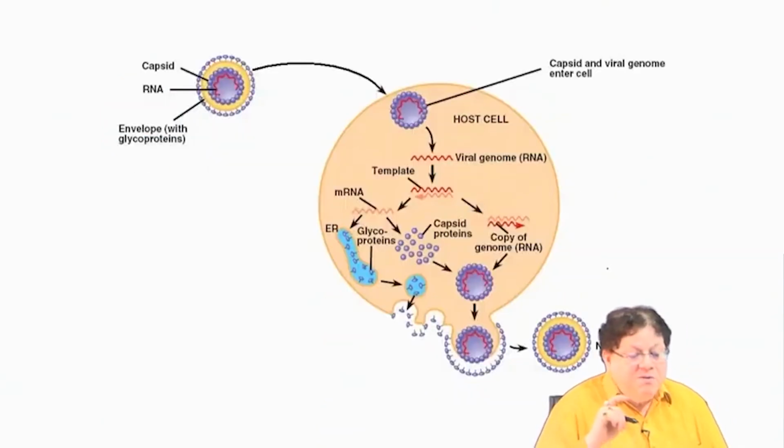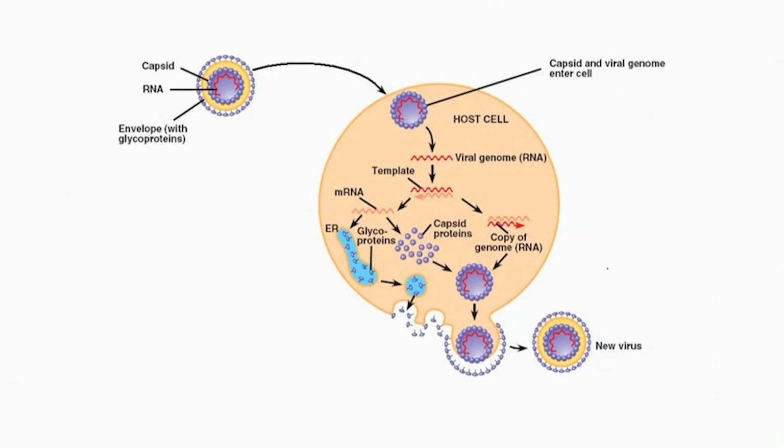Then you have the RNA virus. Again, this is the envelope, this is the capsid, and the genetic material is now RNA. So, it is recognized and goes inside. That is the capsid along with the RNA, and then the capsid falls off. So, this is now the viral genome, but this is RNA.